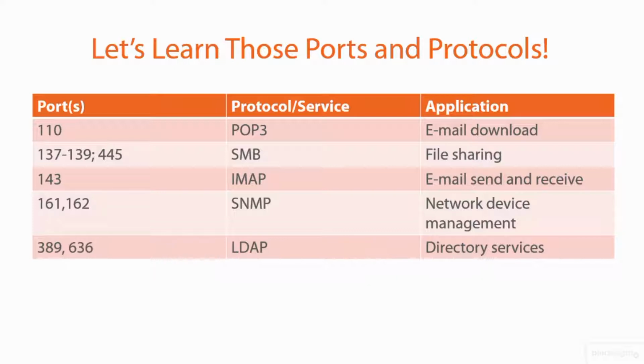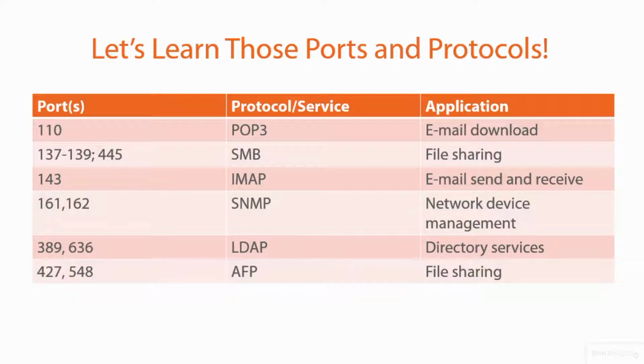TCP 389 and 636 refer to unsecure versus secure LDAP, Lightweight Directory Access Protocol. This is used in Active Directory. Active Directory in Microsoft Windows is an LDAP directory store. We have OpenLDAP in the Linux Unix world. We have Open Directory in the OS X world. It's a directory database where you can manage users, groups, computers, and so forth centrally.